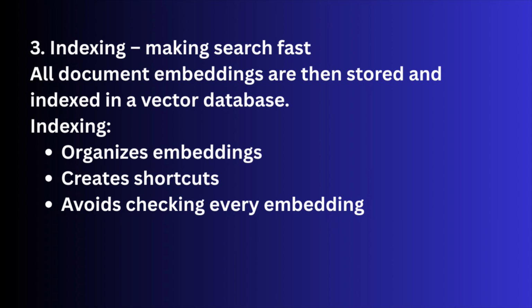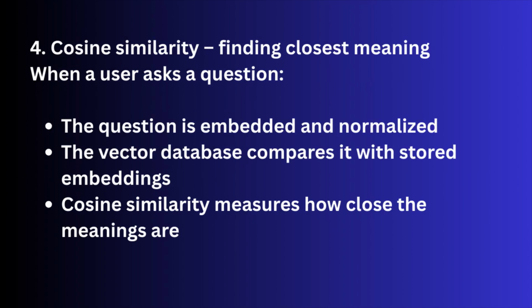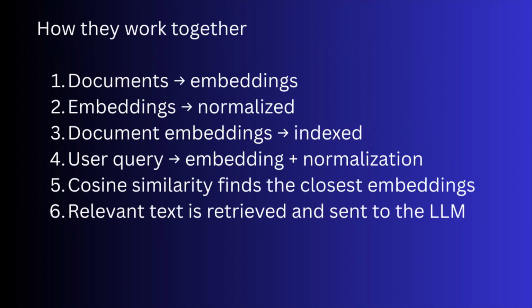All document embeddings are then stored and indexed in a vector database. Indexing organizes embeddings, creates shortcuts, and avoids checking every embedding. Cosine similarity: finding the closest meaning. When a user asks a question, the question is embedded and normalized. The vector database compares it with stored embeddings. Cosine similarity measures how close the meanings are. So in a single line: embedding creates meaning, normalization standardizes it, indexing makes it fast, and cosine similarity finds the best match. That's how they are all connected inside a RAG system.